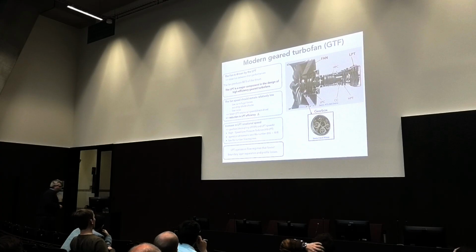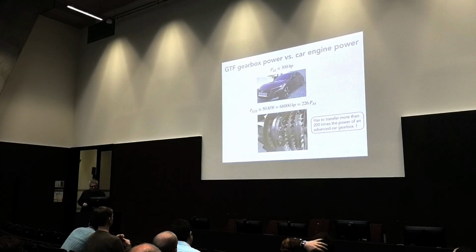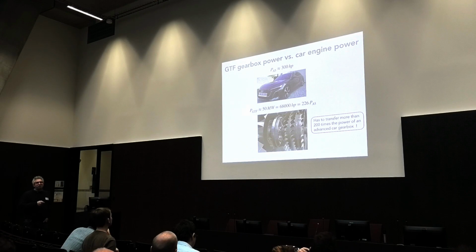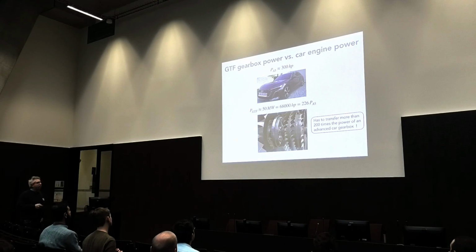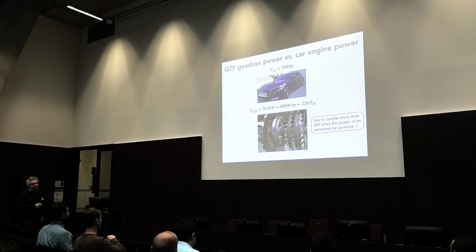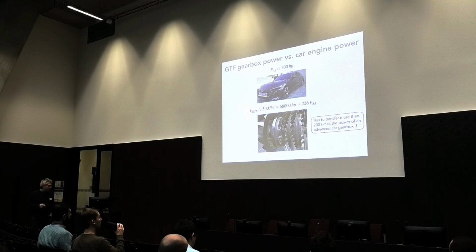So that's an image of the gearbox. And if we talk about the gearbox, you see here the power of a classical Audi A5, that is well known from some people of the assembly here, which is about 300 horsepower. And the power in a geared turbofan, so the power transiting by this gearbox, is about 50 megawatts. So 226 times the power of an Audi A5. So this gearbox has to transfer more than 200 times the power of an advanced car gearbox.